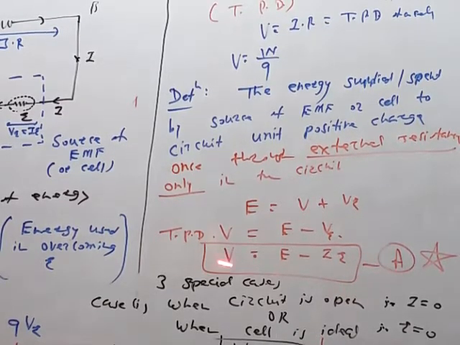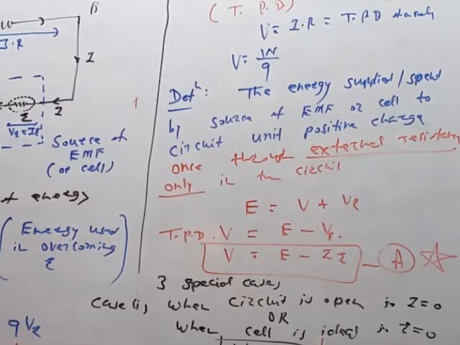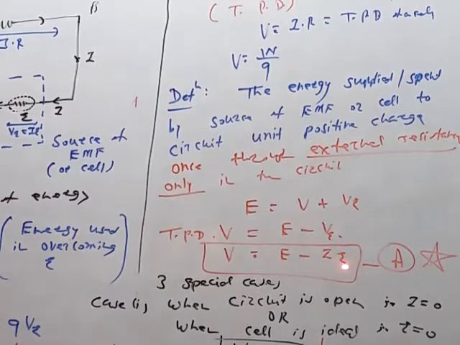So r is the internal resistance of the cell. There are three important cases. The first case is very simple. If the circuit is open, then the EMF is equal to the TPD of the cell. I is equal to 0, or if the cell is ideal, r is equal to 0. So either I is 0 or r is 0, V is equal to E, TPD is equal to EMF.